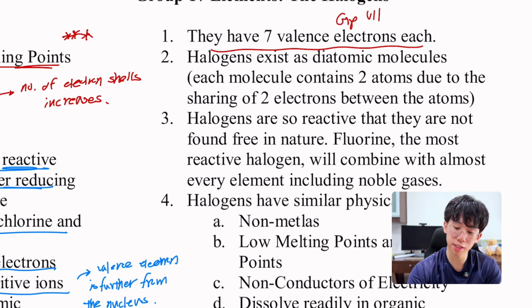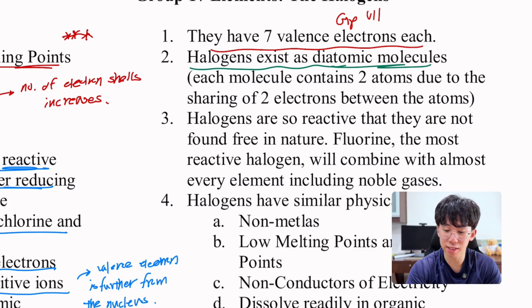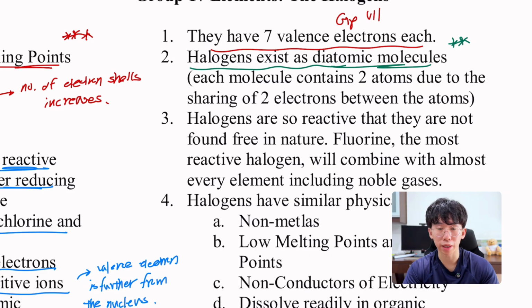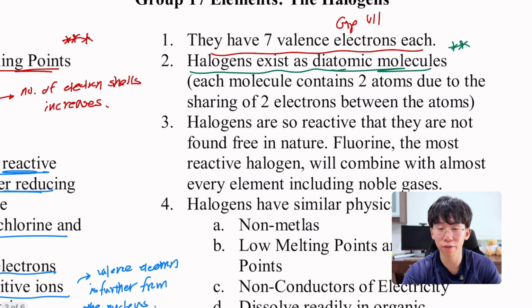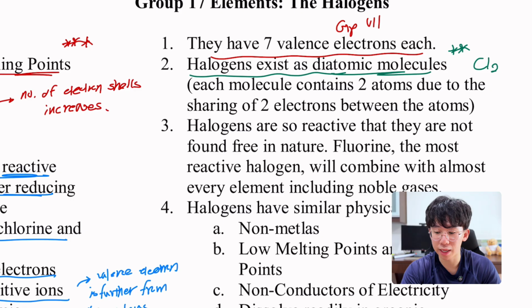And the halogens generally exist as diatomic molecules. This is a very important property that we have to know. Your halogens exist as diatomic molecules, which means that each molecule consists of 2 atoms that are the same. So generally, for example, chlorine tends to be Cl2 for the molecule itself, or bromine tends to be Br2, for example.